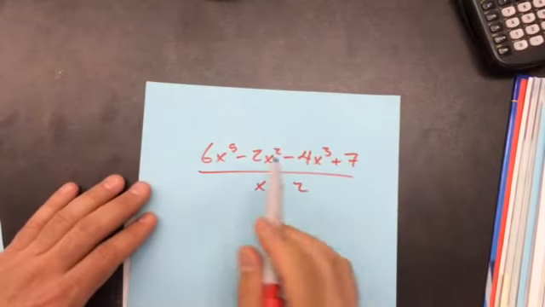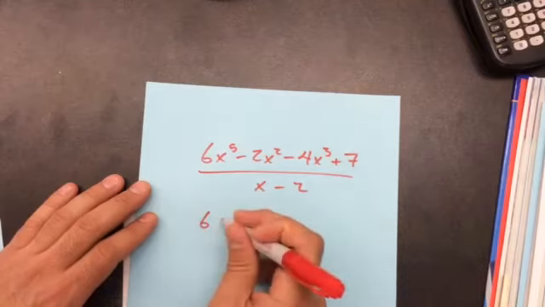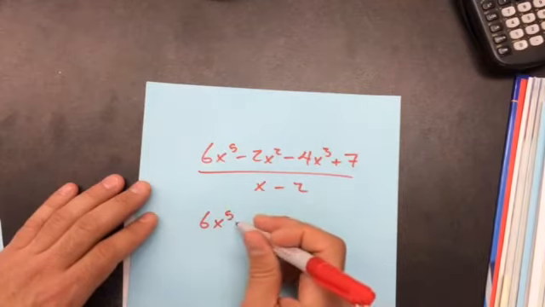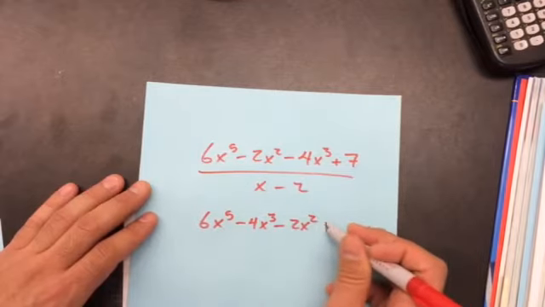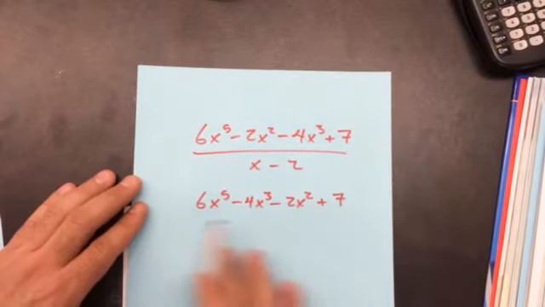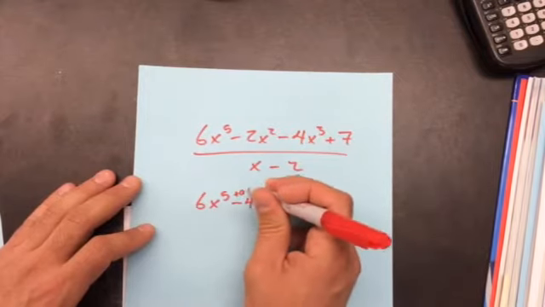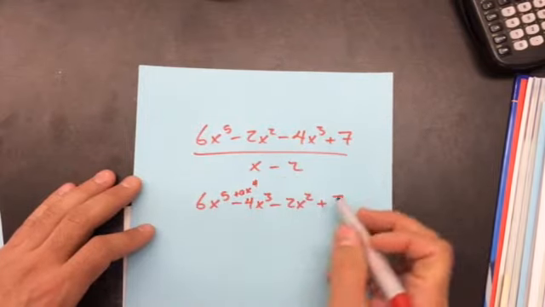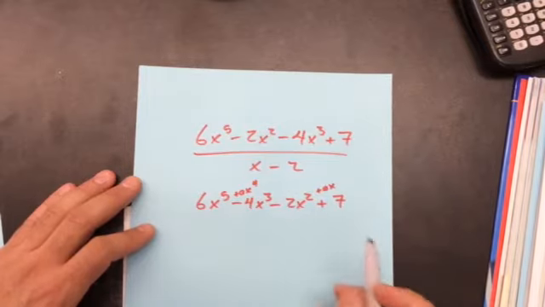Okay, couple of things. The first thing is that this is not in standard form. So I'm going to rewrite it in standard form, which means the x to the third has to come before the x squared. Second thing is I'm missing a couple x's. I don't have an x to the fourth, so I have plus 0x to the fourth. I don't have an x, so I have plus 0x. I need all of them. Even if there wasn't a constant, I would need a plus 0 in there.